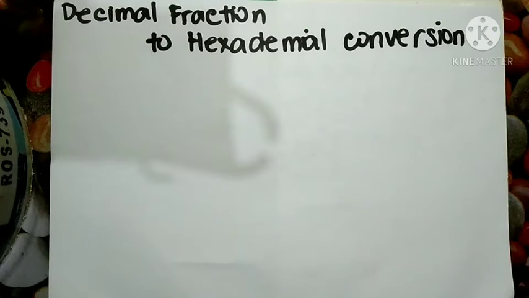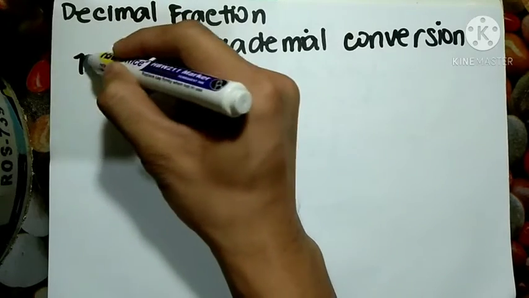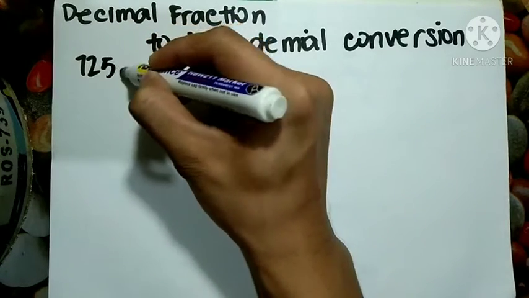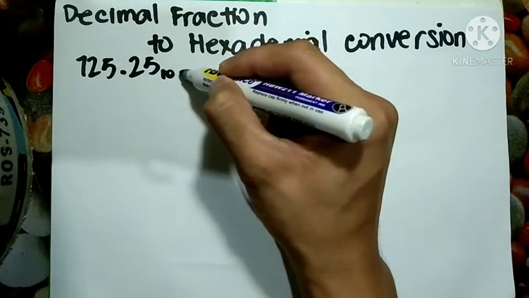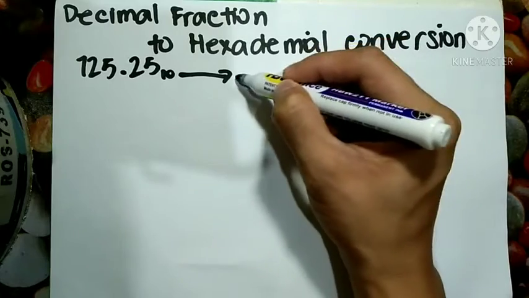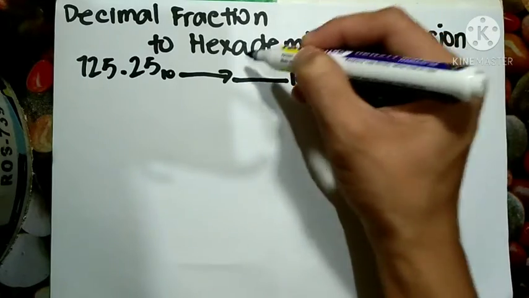So let's convert decimal fraction to hexadecimal. Let's try to convert 725.25 in decimal to hexadecimal or base 16.